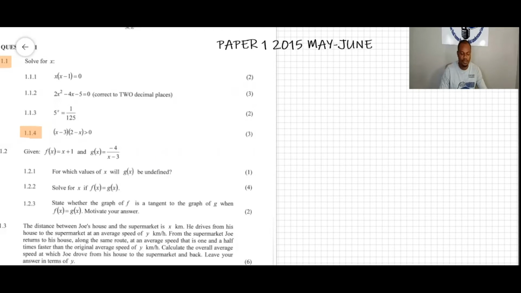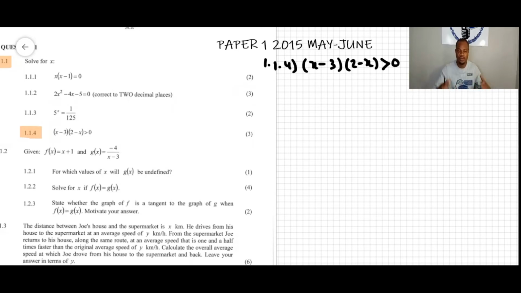Question 1.1.4 says (x minus 3) times (2 minus x). So I'm going to write the question here. 1.1.4 says (x minus 3)(2 minus x) greater than 0. This is a case of inequality, which is different from an equation. Unlike equations, inequality solutions are not fixed numbers. They are over a certain interval.